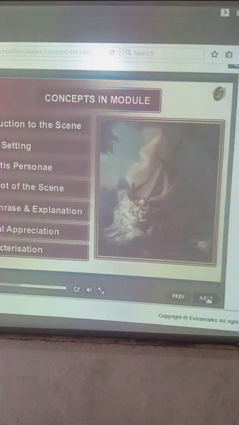Concepts in module. Introduction to the scene. Scene setting. Dramatis personae. The plot of the scene. Paraphrase and explanation. Critical appreciation. Characterization.